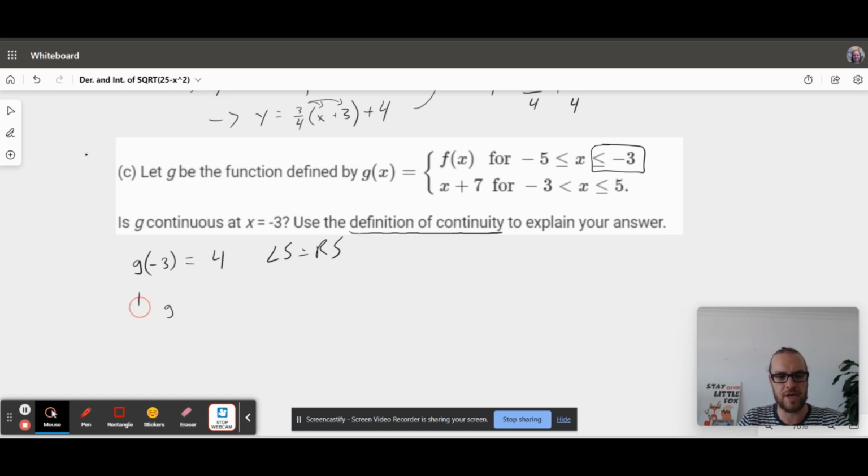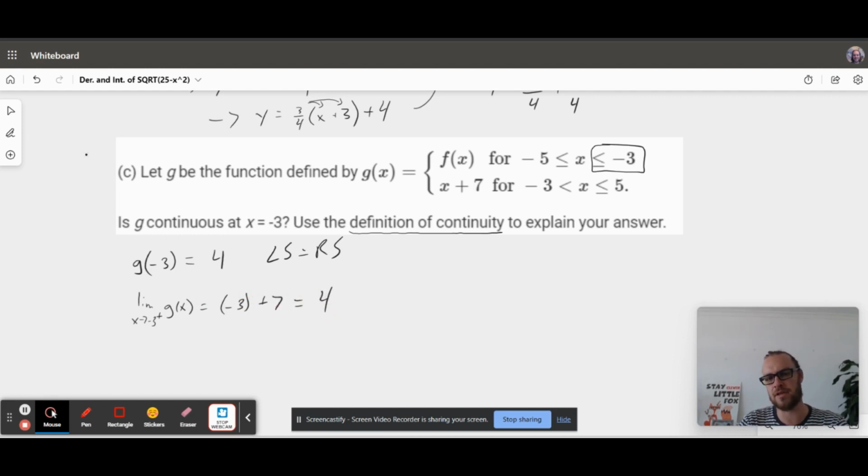So if we think about it as taking the limit as x approaches -3 from the right side, so from the positive side where it is bigger than that, of g of x, we need to look up here. Is that going to be this top side function f of x, or is it going to be our new function here, x plus 7? Well, if it has to be bigger than -3, that's going to put it on this bottom function. And so that's simply going to be -3 plus 7, which is 4.